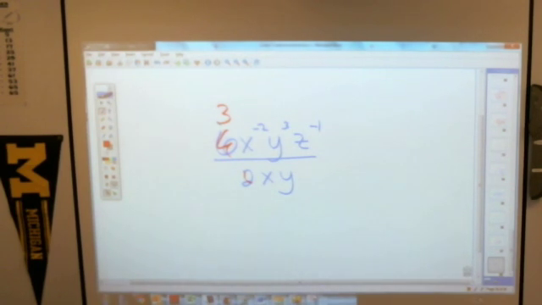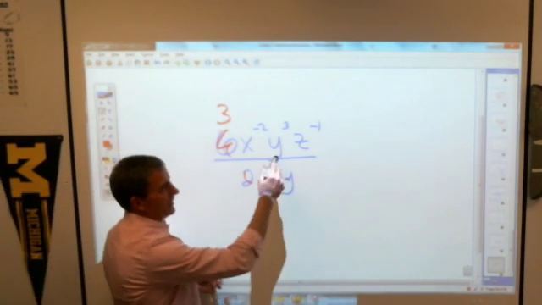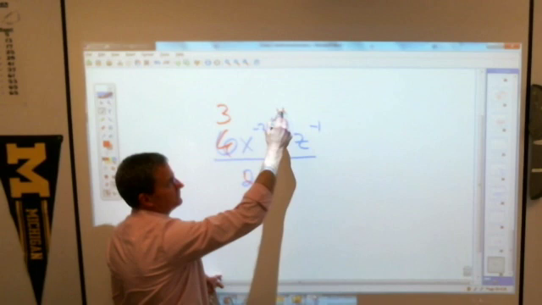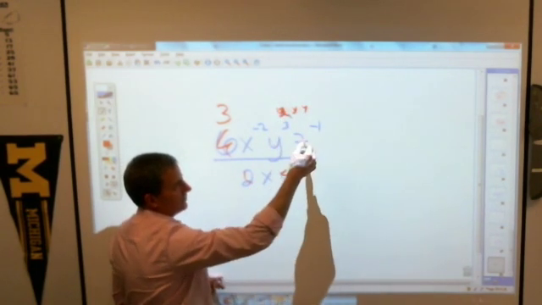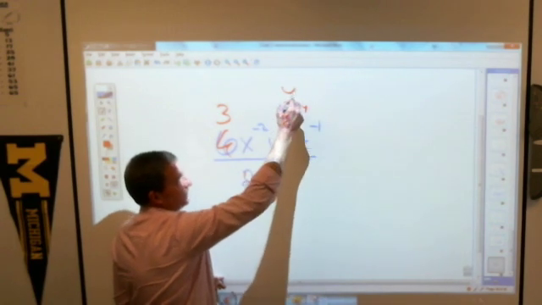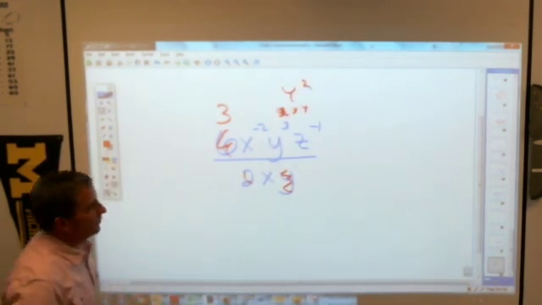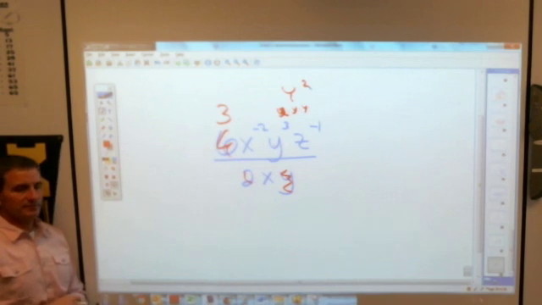The y crosses off because the exponent is... Sure. There's one y on the bottom and how many y's on top? 3. So what's going to happen is this y will cross off with one of those y's and I'm left with what on top? Y squared. Good for you. Way to avoid the negative ones.